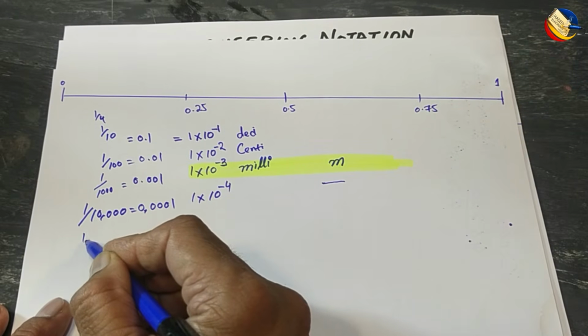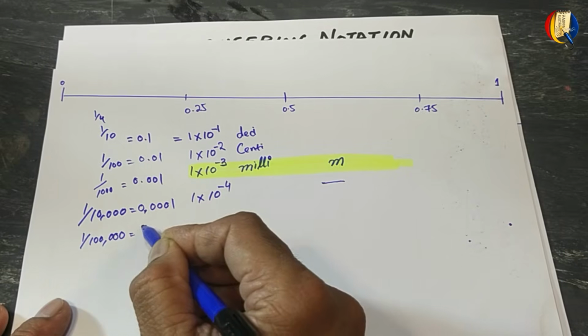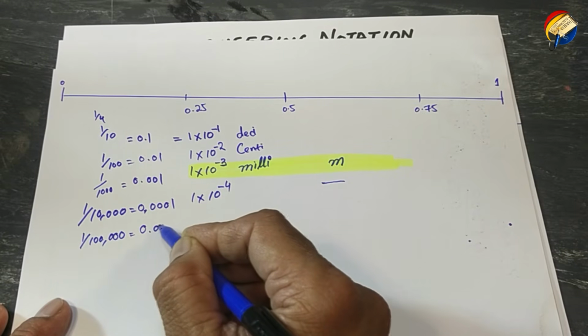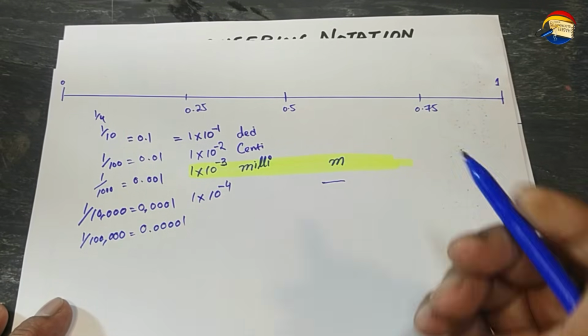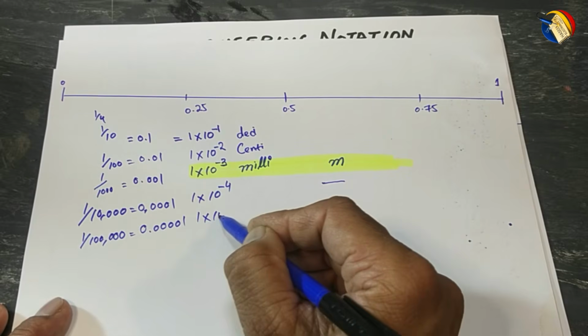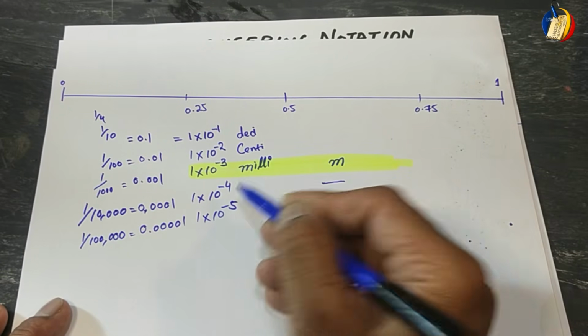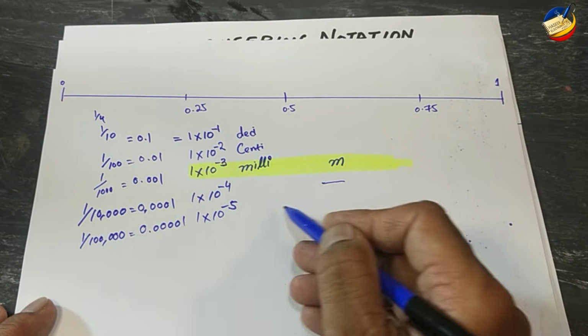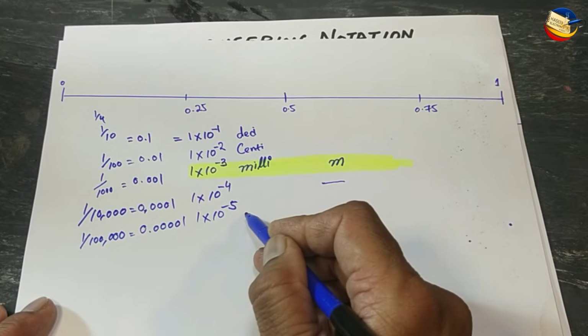Then 1 over 100,000. It is 0.00001, with the 1 at the 5th position: 1, 2, 3, 4, 5. It is 1 into 10 raised to the power minus 5. There is no standard SI prefix for this unit.